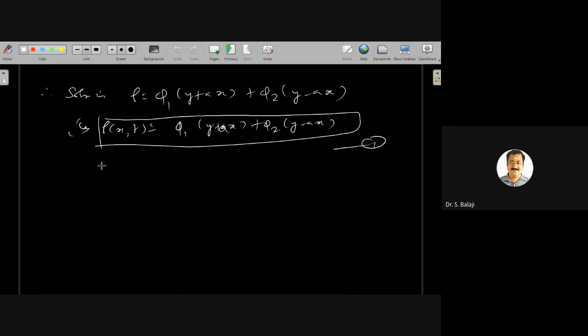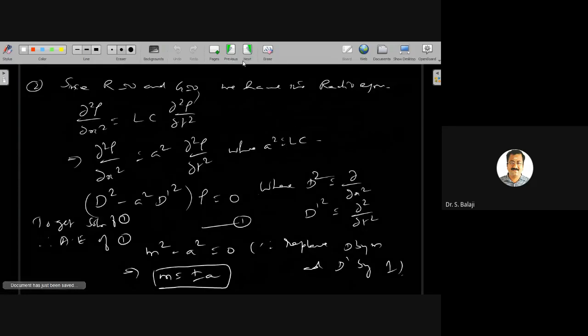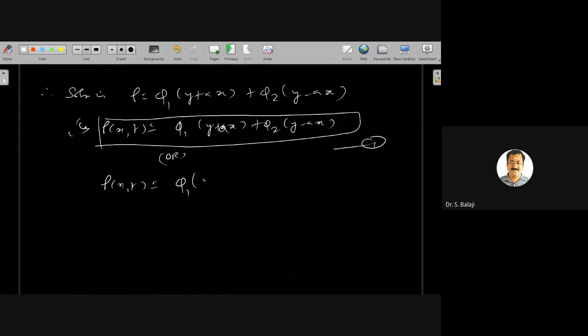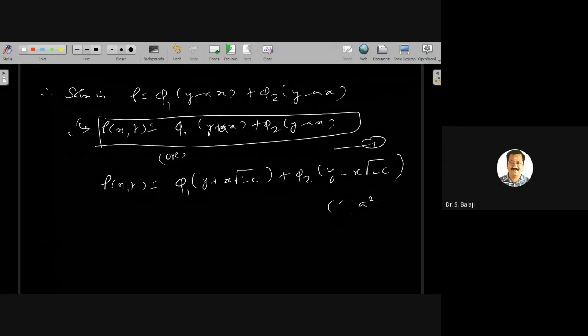Further, you can write a in LC form here. Since a square equal to LC, a is equal to root LC. So rho of x comma t is pi 1 of y plus x into square root of LC plus pi 2 of y minus x into square root of LC. In that manner, we can write this solution here.